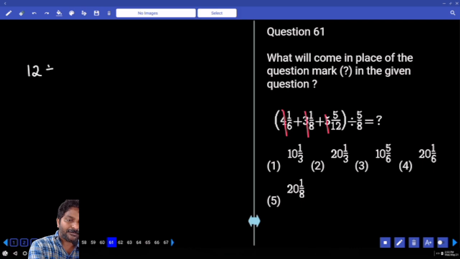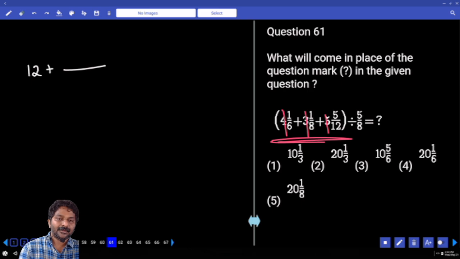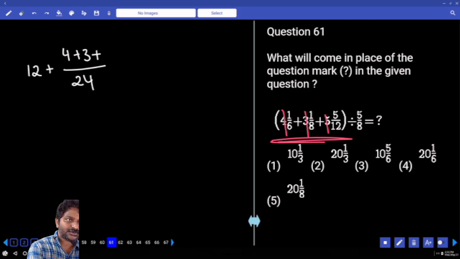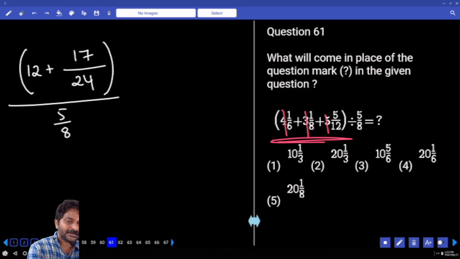12 plus LCM of the denominators, the numbers in the bracket on the left hand side. 24. 6 how many times? 8, 3 times. 12, 2 times. 2 fives, 10. Both together, 17 by 24. 12. 17 by 24. Divided by 5 by 8.